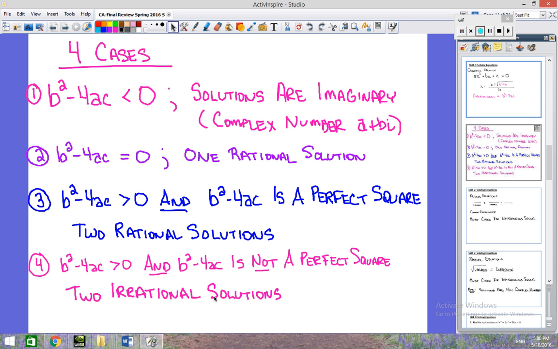So we're going to see problems like this later, and we'll come back to this, and I'll point it out again with specific examples. But you should try to familiarize yourself with the idea and the 4 different possibilities that you could have for any kind of a quadratic equation.